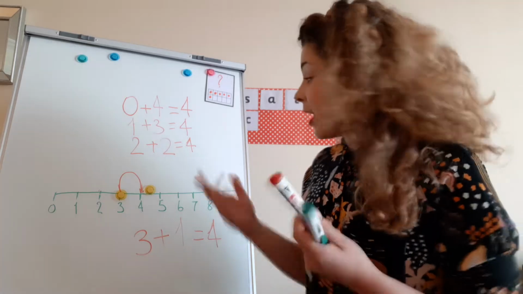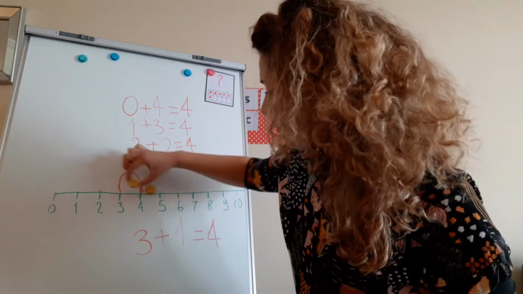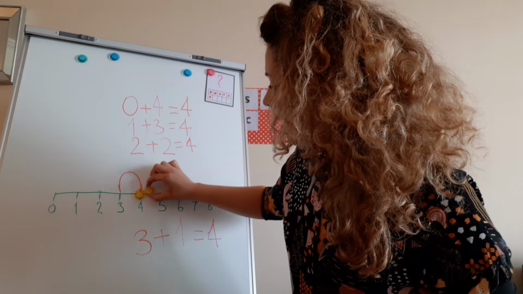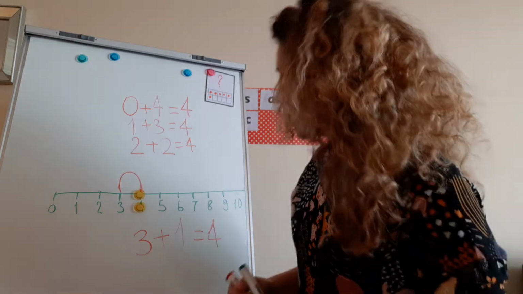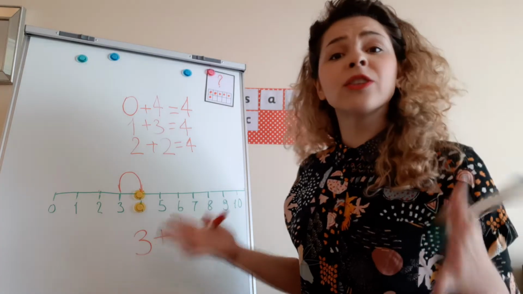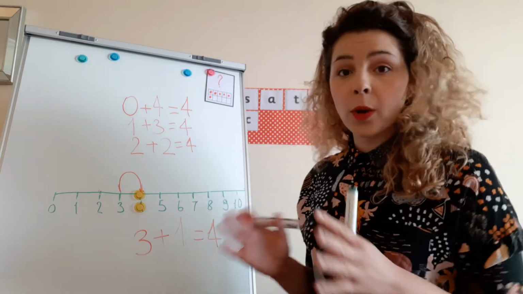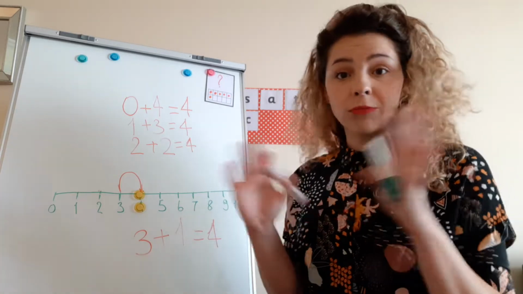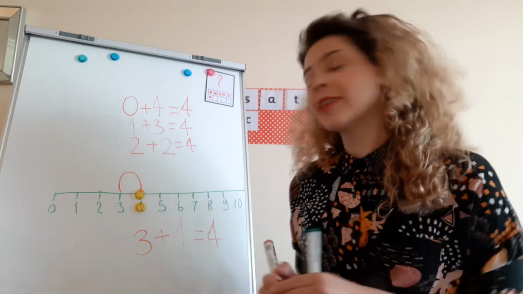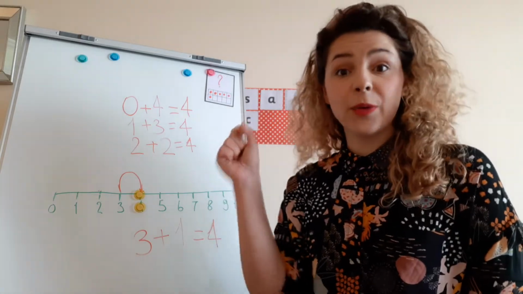Okay? And now, what happens if I'm at number 4 and that's where I want to stay? I should then add no more hops. Now, in math, if you want to represent no more, nothing, okay, we use 0.